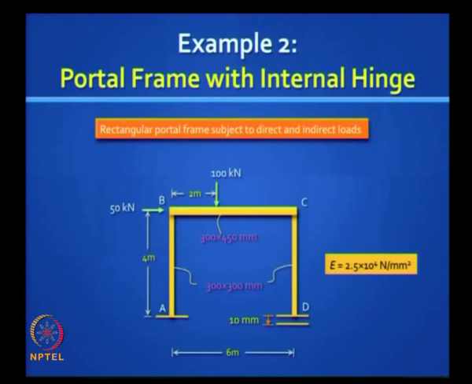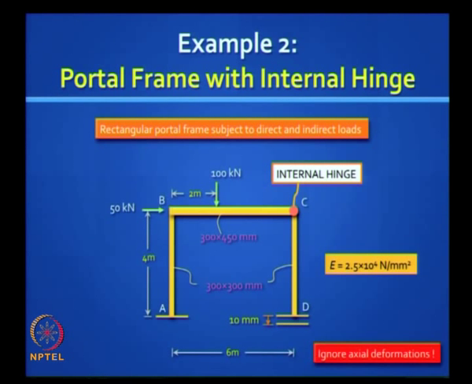Let's demonstrate for that same portal frame with an internal hinge. This is something we could not do in the slope deflection method, right? We couldn't do such a problem, but now you can in a matrix formulation. Is it clear? I have taken the same frame. We are going to ignore axial deformations. Okay, make our life simple, but we've got a hinge there.